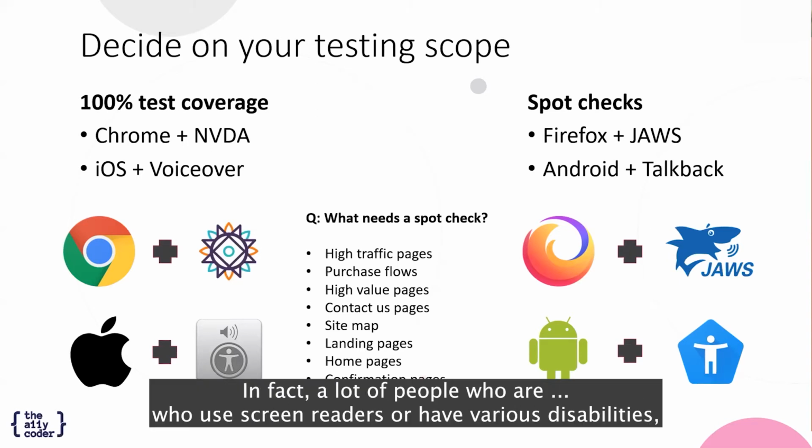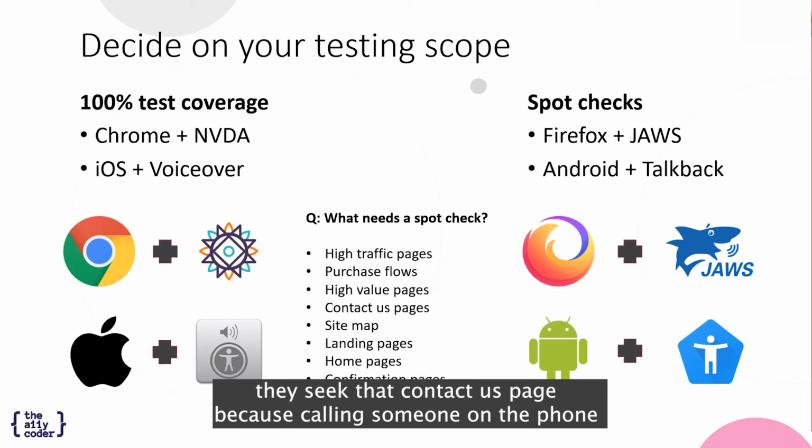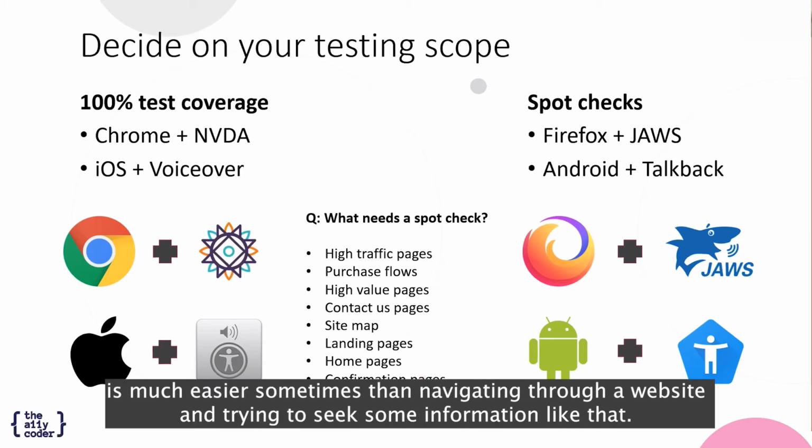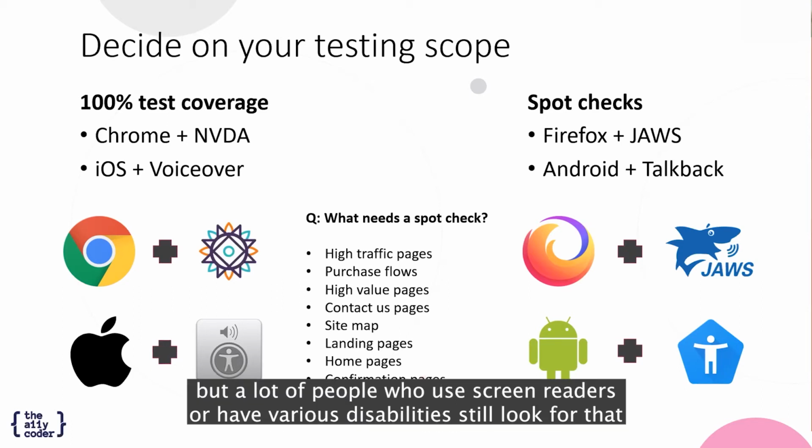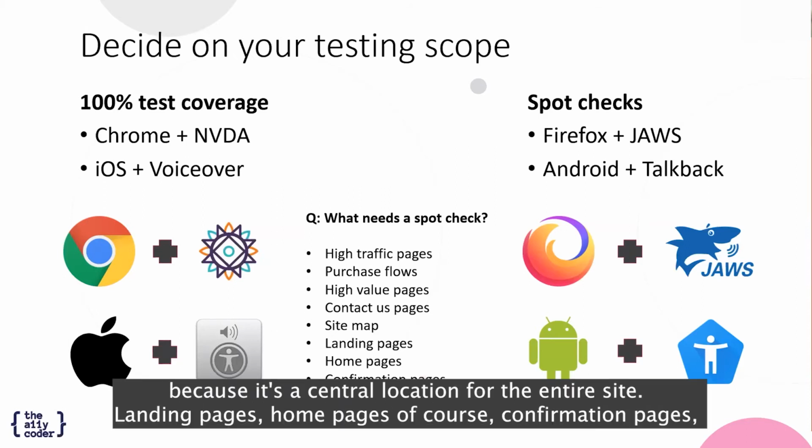In fact, a lot of people who use screen readers or have various disabilities seek that contact us page, because calling someone on the phone is much easier sometimes than navigating through a website and trying to seek some information like that. A sitemap also is used. I don't use sitemaps anymore, but a lot of people who use screen readers or have various disabilities still look for that because it's a central location for the entire site.